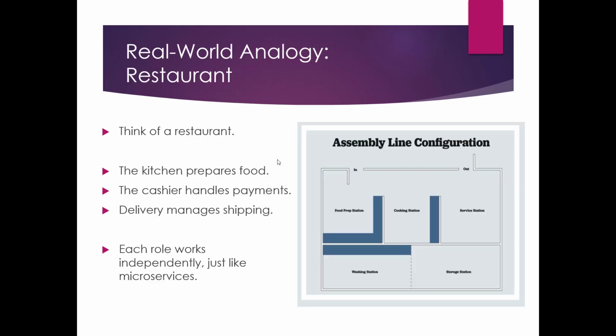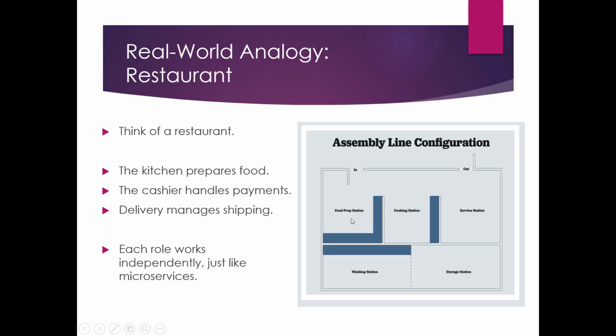Now comes a real world analogy. We will take a restaurant application as an example. As I mentioned on the screen, you can see these are the restaurant areas. Food is prepared separately, cooked separately, served separately, and the washing area is separate. Every area has its own boundaries and works independently. They are linked, but not directly linked.